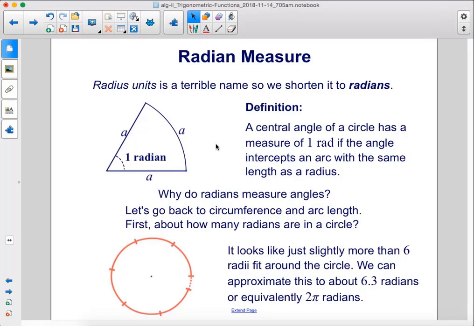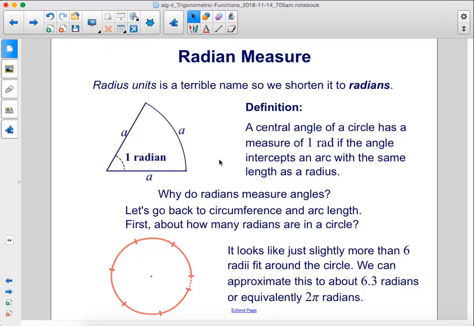Radius units is a terrible name, so we shorten it to radians. The definition is a central angle of a circle has a measure of 1 radian if the angle intercepts an arc with the same length as a radius. So if this length here is the same as this length here, then that angle is 1 radian.